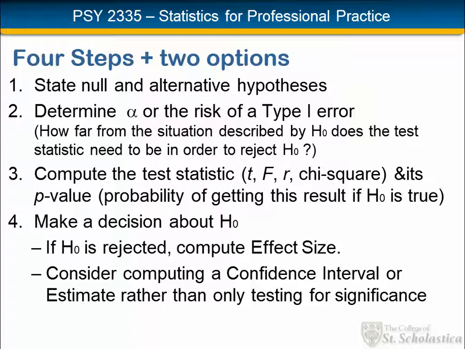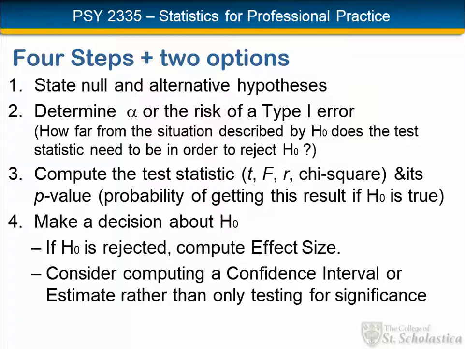Once we've stated those hypotheses, we decide before we compute anything what alpha level we want to have, which can also be thought of as how much risk of a type 1 error we're willing to make. Another way of thinking about alpha is how far from the situation described by the null hypothesis the test statistic needs to be before we're willing to reject that null hypothesis.